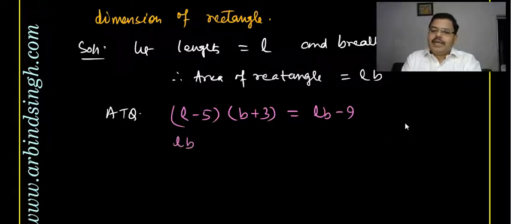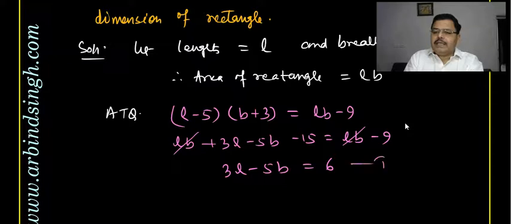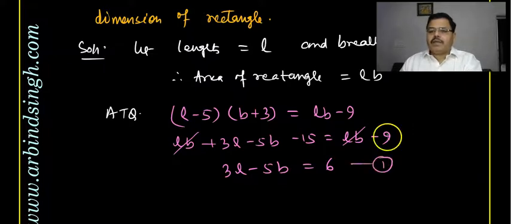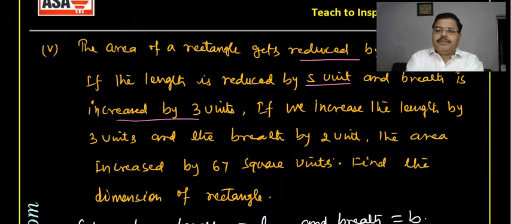So here we can write LB plus 3L minus 5B minus 15 is equal to LB minus 9. LB, LB cancels. 3L minus 5B is equal to 15 minus 9, that is 6. This is equation 1.